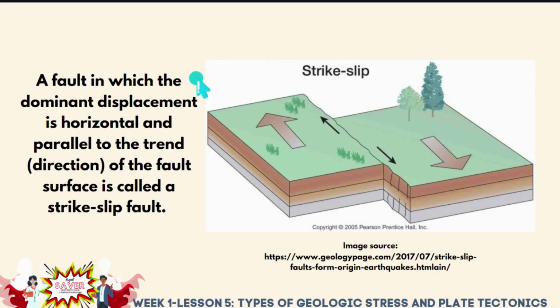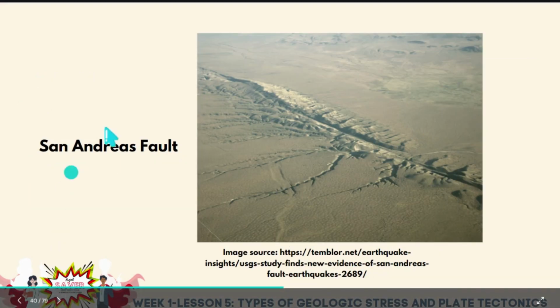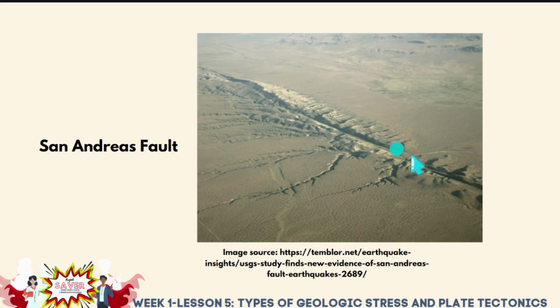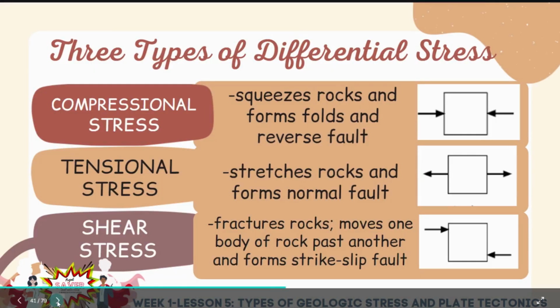A fault in which the dominant displacement is horizontal and parallel to the trend of the fault surface is called a strike-slip fault. Isang example ng strike-slip fault ay ang San Andreas Fault na makikita sa California, USA.